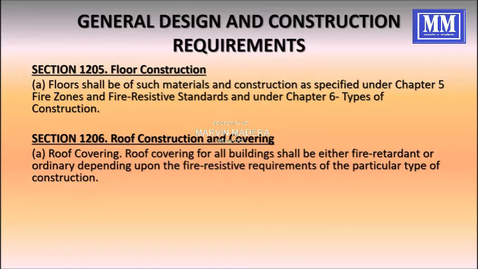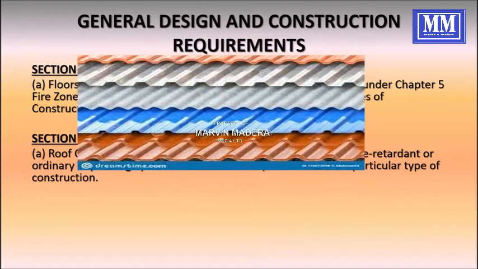Section 1206, Roof Construction and Covering. A roof covering for all buildings shall be either fire retardant or ordinary depending upon the fire resistive requirements of the particular type of construction. We have here the different types of roof, and it is in a galvanized form.